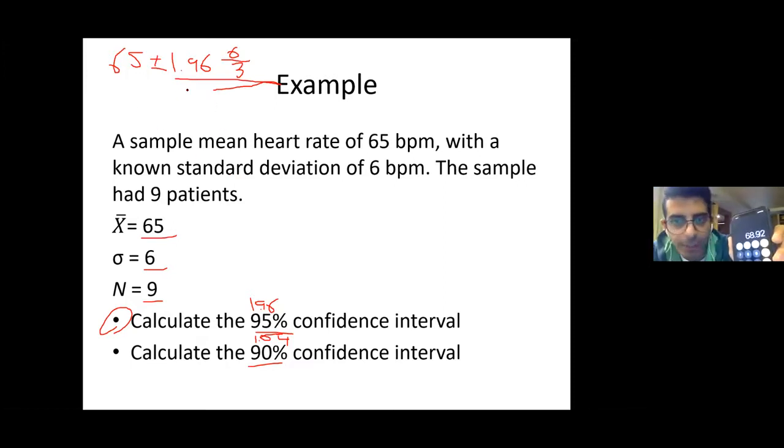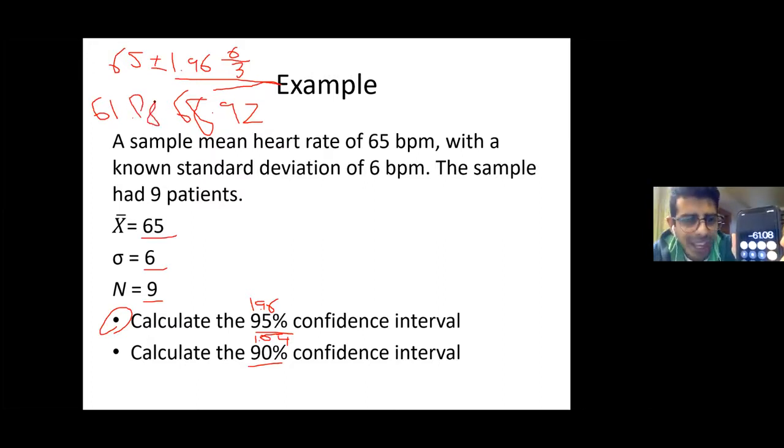So the first limit is 68.92. Okay. Then I do minus 65, right? Actually no, you know what? We can do minus 65 again. And there you go. We got negative 61, whatever. We don't care about the negative. We just do 61.08. And those are our two limits for the 95% confidence interval.